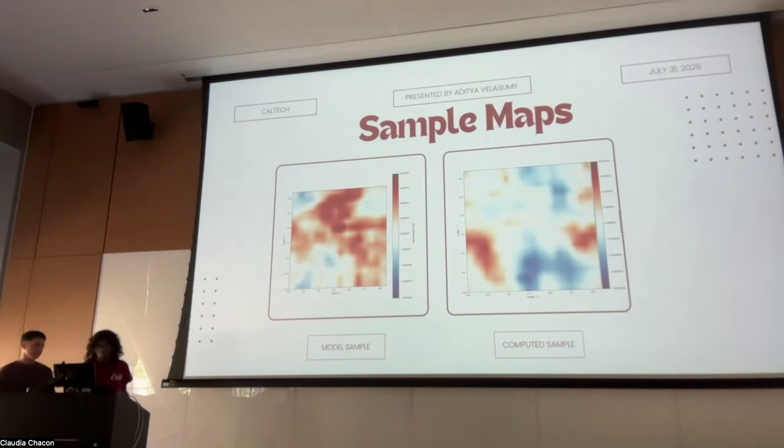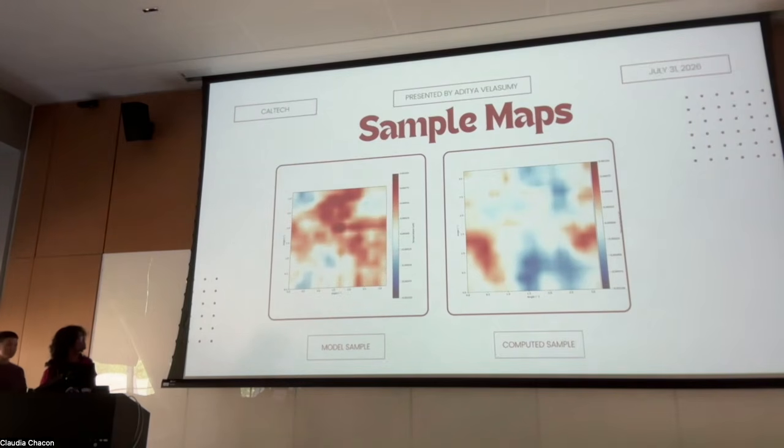So these are a couple of sample maps. On the left, we have a sample that's created by our network. And on the right, you can see a sample that was computed from a known distribution. You can see that they have a very similar texture, and these big splotches are present in both, as well as some finer details.